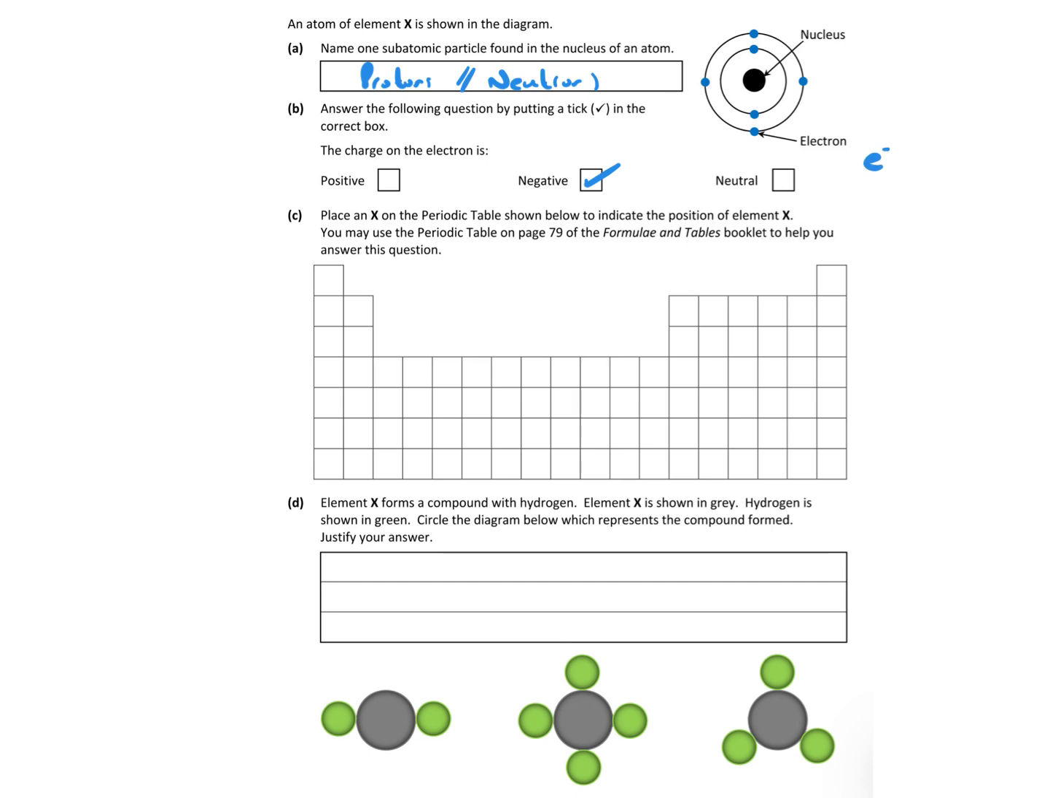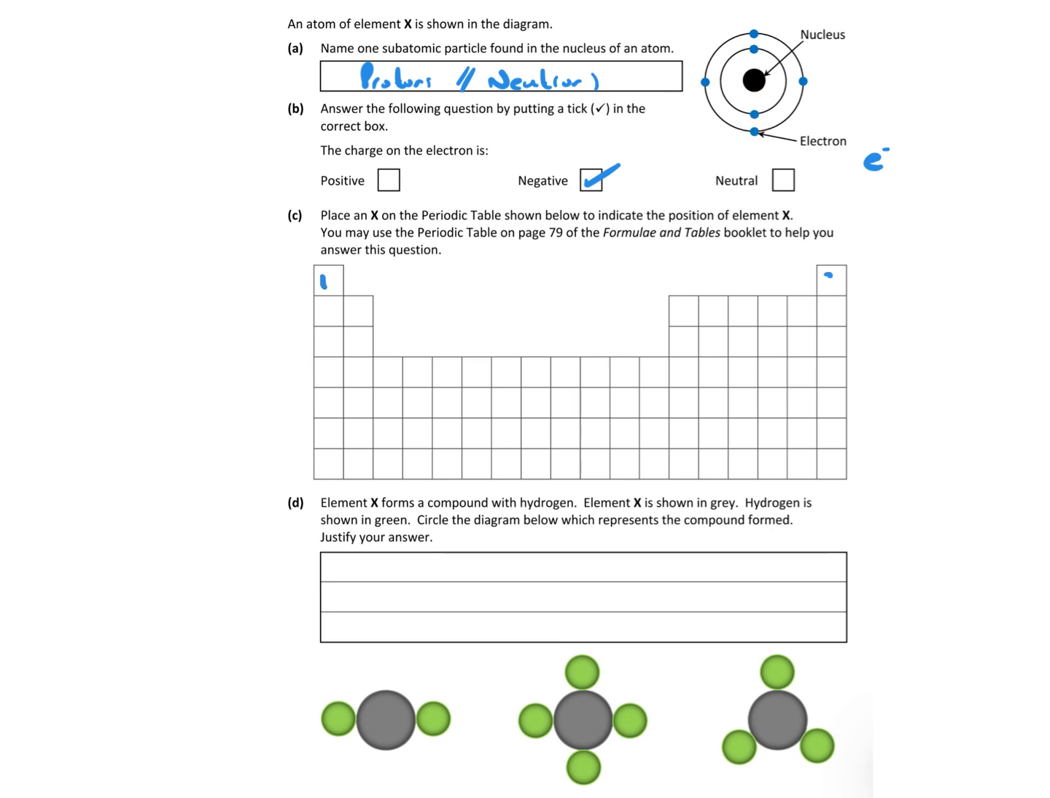Place an X on the periodic table below to indicate the position of element X. Okay, you may use the periodic table on page 79 to help you answer this question. So we could use the periodic table if we wanted to from the previous slide, but if we have a quick look here, we've 1, 2, 3, 4, 5, 6. So we're looking for element number 6.